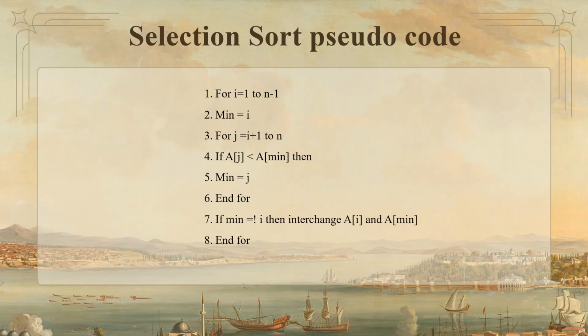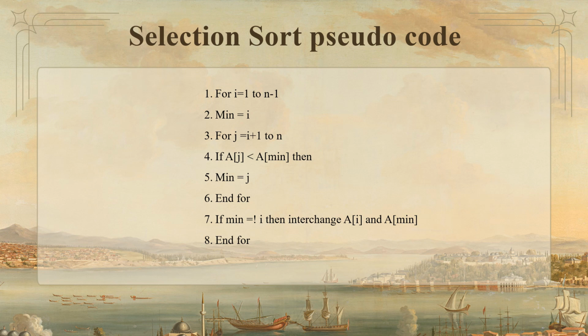So now we are going to discuss selection sort pseudocode. Our first line is for i equals 1 to n minus 1. It means this loop iterates over each element of the array except the last one. The variable i represents the starting index of the unsorted part of the array. Our second line is min equals i. It means initially assume the first element of the unsorted portion is the minimum.